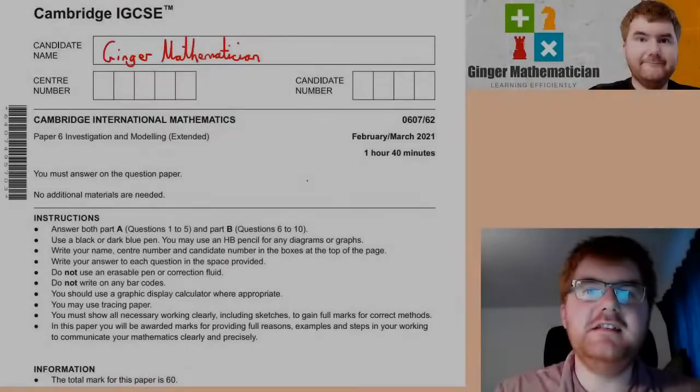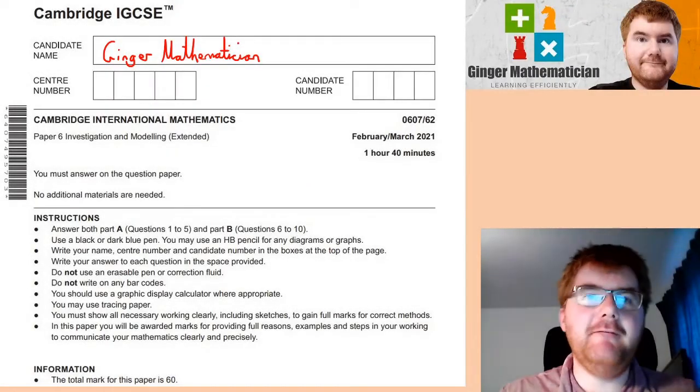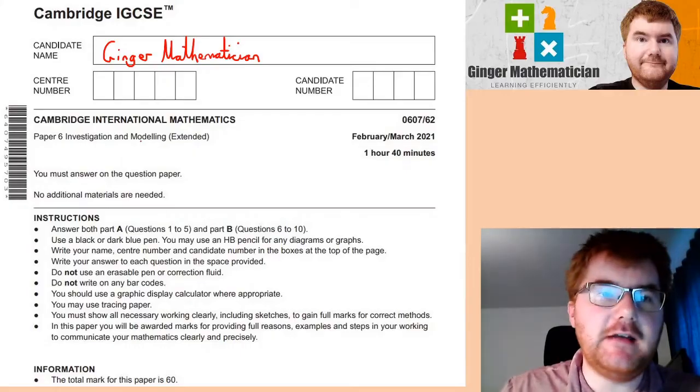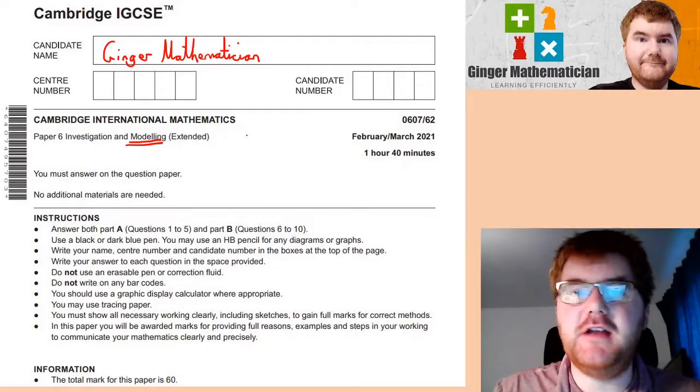Okay, welcome to another Ginger Mathematician video where I'm going to finish off this paper and have a look at the modelling section of this paper 6 from March 2021.